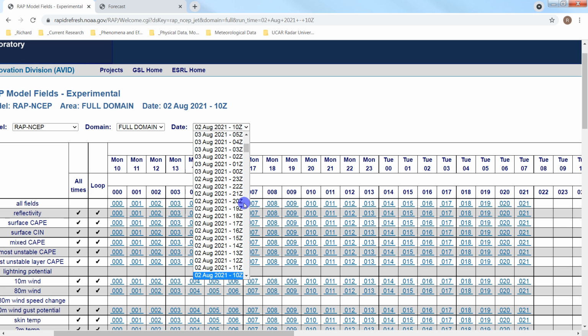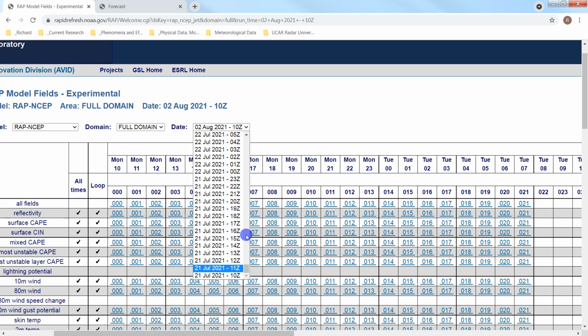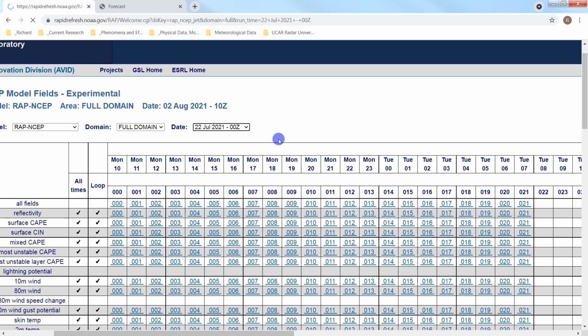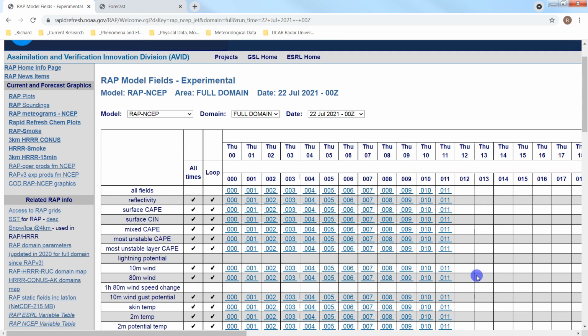Let's go back to, how far back can we go? Let's go back to the 21st, 10 Zulu. Here's 0 Zulu on the 22nd. Okay, what's going on? So this says 1, 2, 3, 11 days. Is that what's going on?